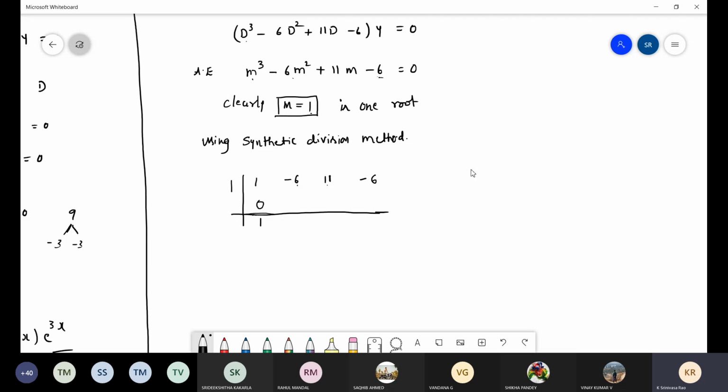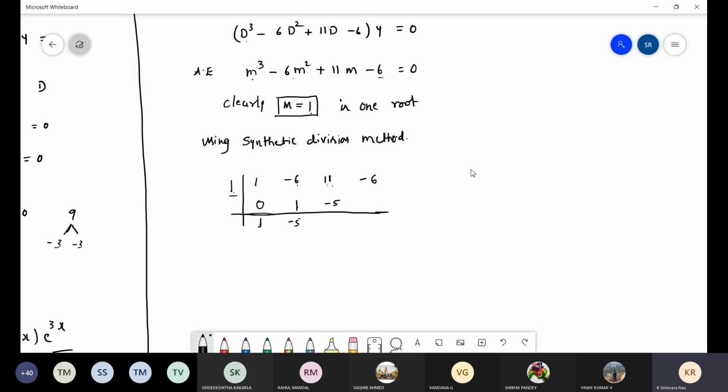One answer you write here, and that answer and the root you multiply. 1 into 1. What is 1 into 1? 1. That answer you write here. Now repeat the same procedure. Minus 6 plus 1, answer? Minus 5. That minus 5 into 1 is minus 5. That minus 5 you write here.